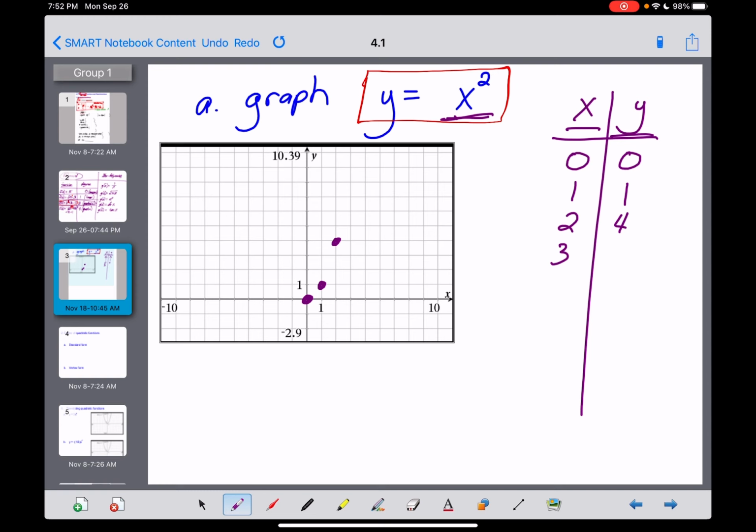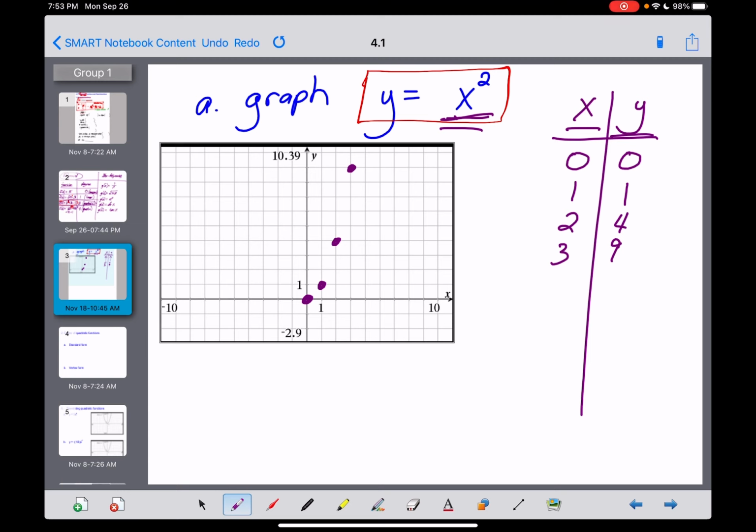I take that back. We did graph some absolute value V's back at the end of Chapter 2. Those were technically non-linear as well, although they were made up of 2 rays. And let me do one more point here, guys. When we plug in 3 and square it, we end up with 9. And I think that'll just barely fit on my graph here. 3 to the right and 9 units up, I believe, is going to get us right there.